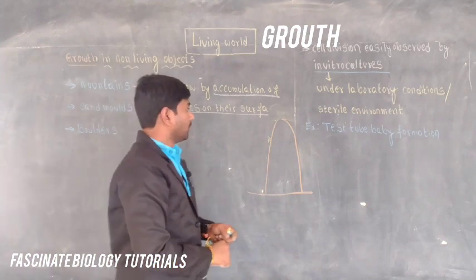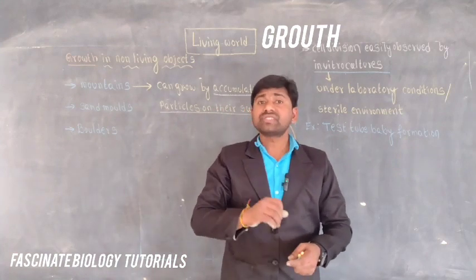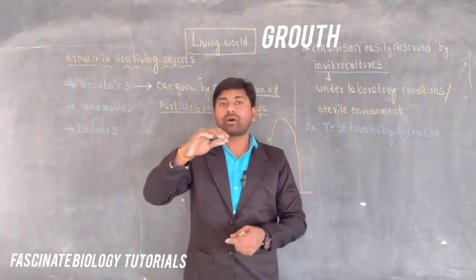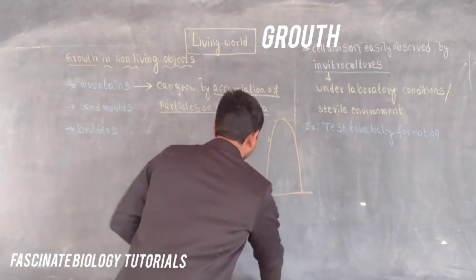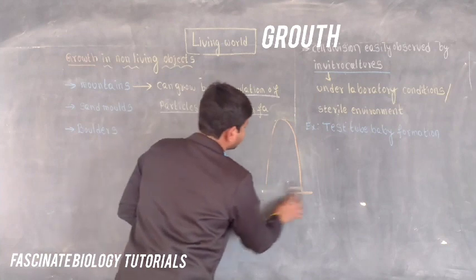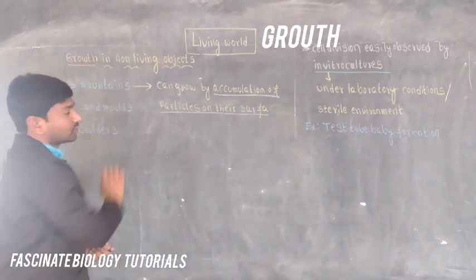Remember, but in both plants and animals, growth is an irreversible process. Once they reach a height, the organism is not able to reduce the height. Remember, it is very important. This is the best example of growth in non-living objects. In mountains also growth is observed.